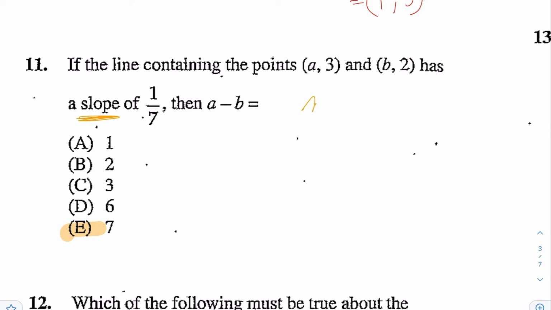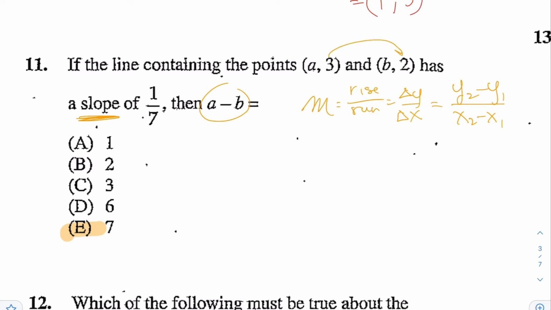Slope is the steepness of a line, and you can think of this as rise over run, or change in y over change in x. And this form is going to be important because this is y2 minus y1 over x2 minus x1. So you subtract the y and then subtract the x. Now, you want a minus b, so it helps if you do 3 minus 2 as opposed to 2 minus 3, and then a minus b.